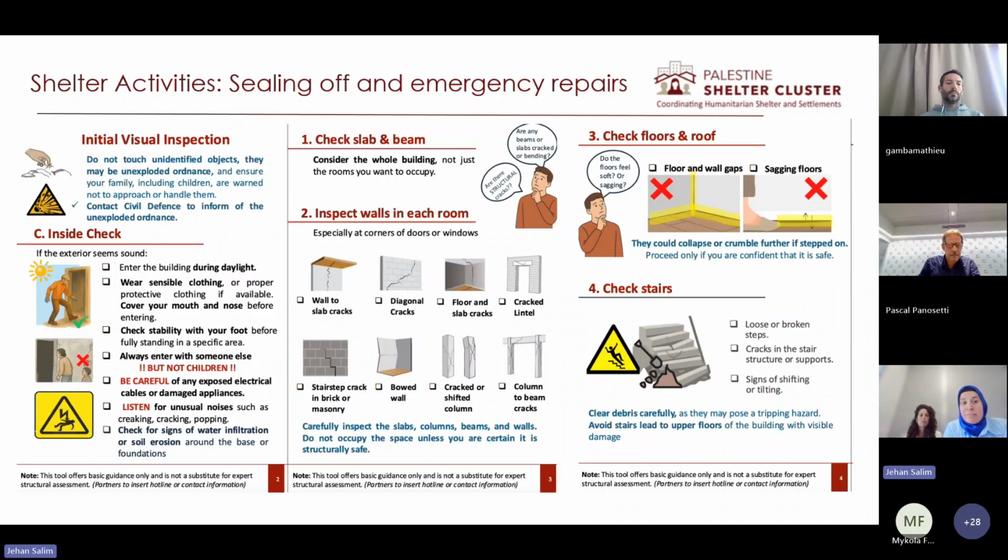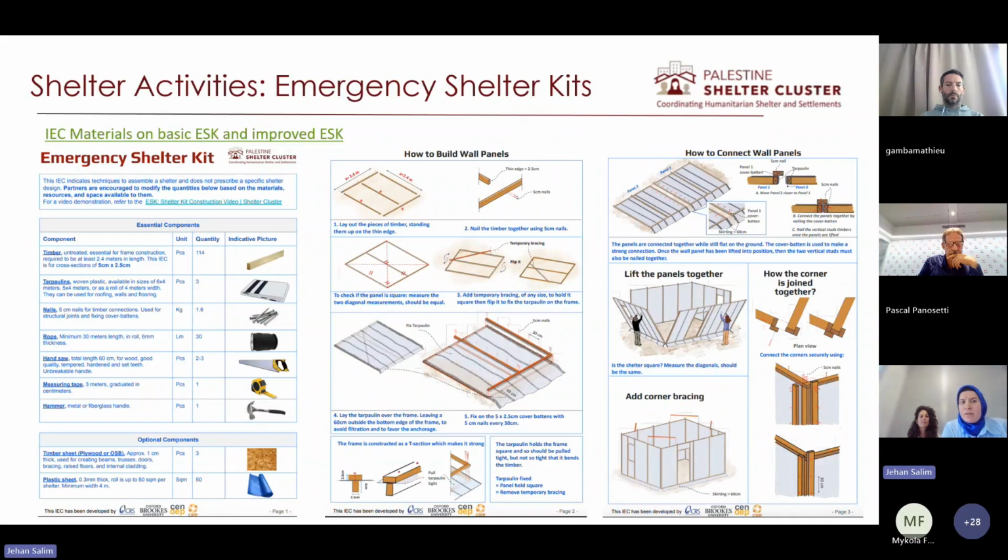Here you can see the material on visual inspections of the damage that the beneficiaries will use in their buildings, on how to visually inspect before they completely leave these buildings. It also talks about some sealing of some damages. And then here we have an IEC material on how to install an emergency shelter kit. Currently this is under revision and will be developed further.